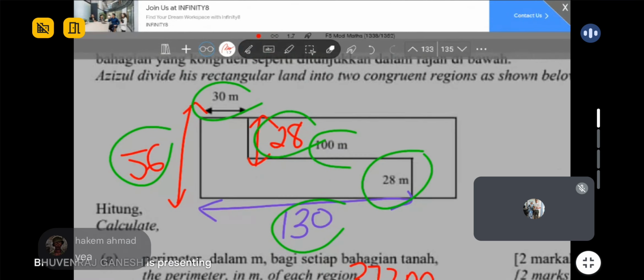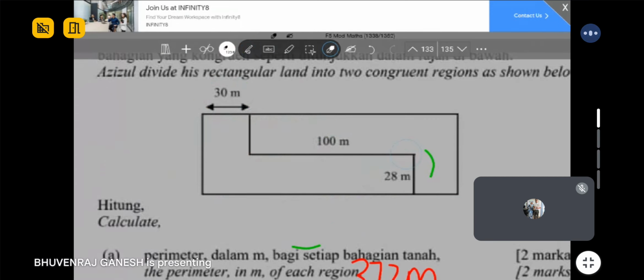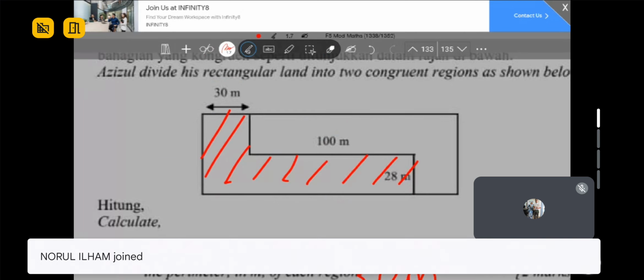Okay, very good. So now you want to find the area. Cari luas. So how can I get the area for these guys? Anyone know? You want to get this area. So how do I count? What is the first step?